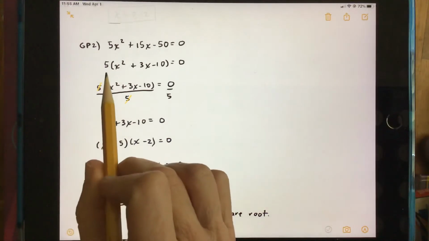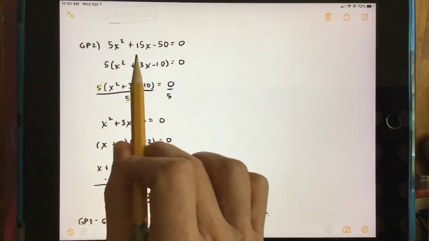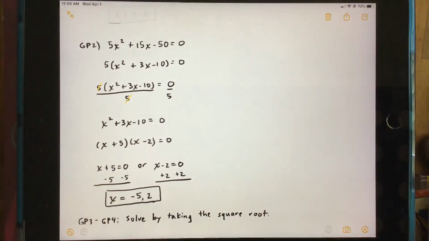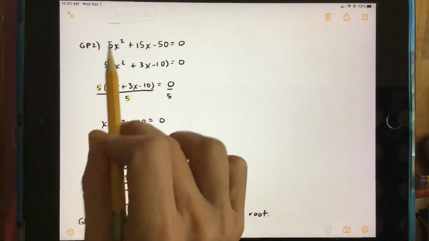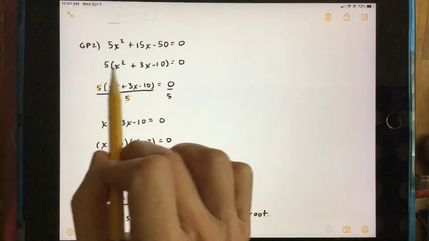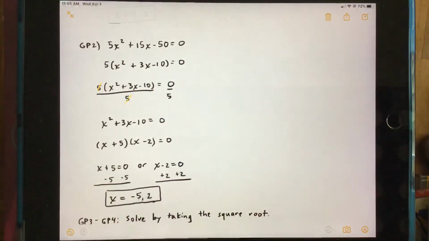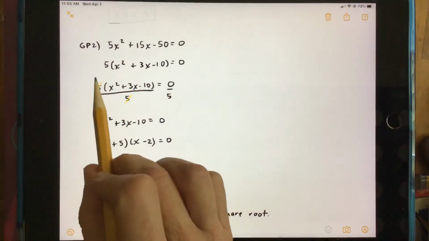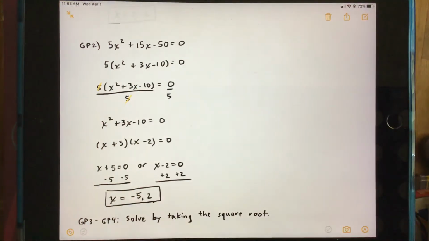First, factor out 5, because 5x squared, 15x, and negative 50 can all be divided by 5. So 5 times x squared is 5x squared, 5 times 3x is 15x, 5 times negative 10 is negative 50. So I have successfully factored out 5 from this original equation.